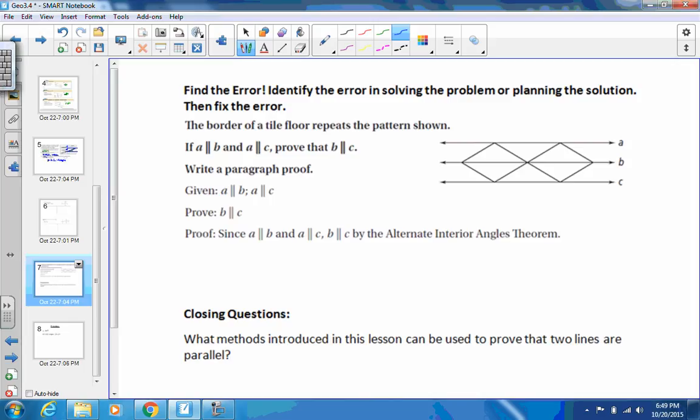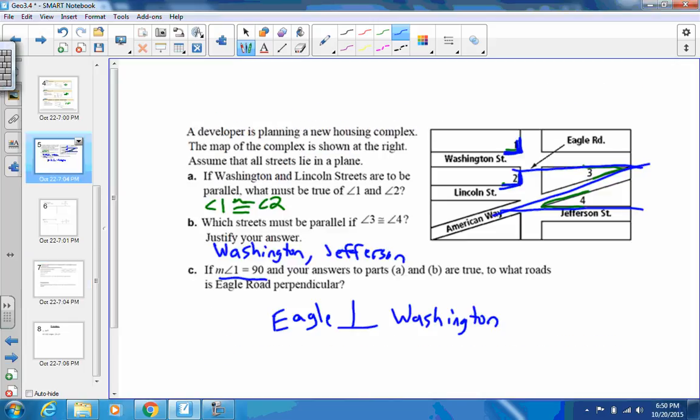Something's going on with the computer, but anyway, we were saying Eagle will also be perpendicular to Lincoln. That comes from that theorem: if a line is perpendicular to one of two parallel lines, then it's also perpendicular to the other parallel line. It looks like Jefferson is also perpendicular to Eagle, but I don't think we have enough information to prove that right now. So that's what we have there, that Washington and Lincoln are both perpendicular to Eagle Road.